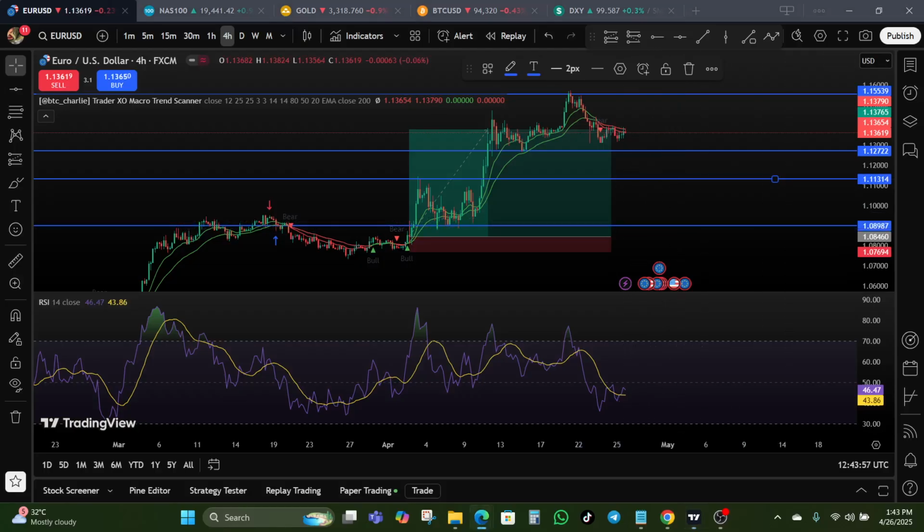Okay, this simple two-step system, trend scanner plus confirmation, makes a huge difference in your trading consistency. So basically the TraderXO Macro Trend Scanner is actually an effective indicator that can assist you in staying on the right side of the market without cluttering your chart with endless tools.